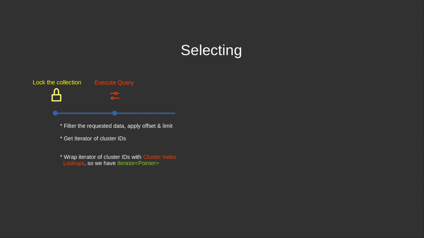After that, we have to wrap the iterator of cluster IDs by looking through the cluster index and finding pointers per each cluster ID. So eventually we have an iterator of pointers. This means that when we call the next method of the iterator, it will go over the cluster index manager, look up the cluster ID, grab the pointer of that cluster ID and return it.